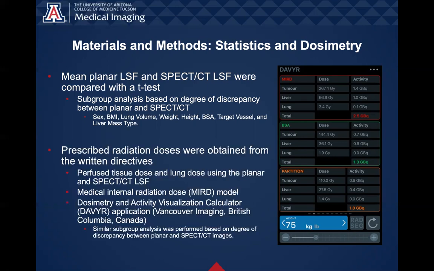To evaluate the dosimetric implications, the prescribed radiation doses were obtained from patient-written directives. Perfused tissue dose and lung dose using the planar and SPECT LSF was then calculated using a MERD model in the DAVR application. Of note, tumor to background liver activity, or the T to N ratio, was assumed to be 1 to simulate dose to overall perfused tissue volume. Once again, subgroup analysis was performed to evaluate the degree of discrepancy in perfused lung and tissue dose related to patient sex, BMI, etc.